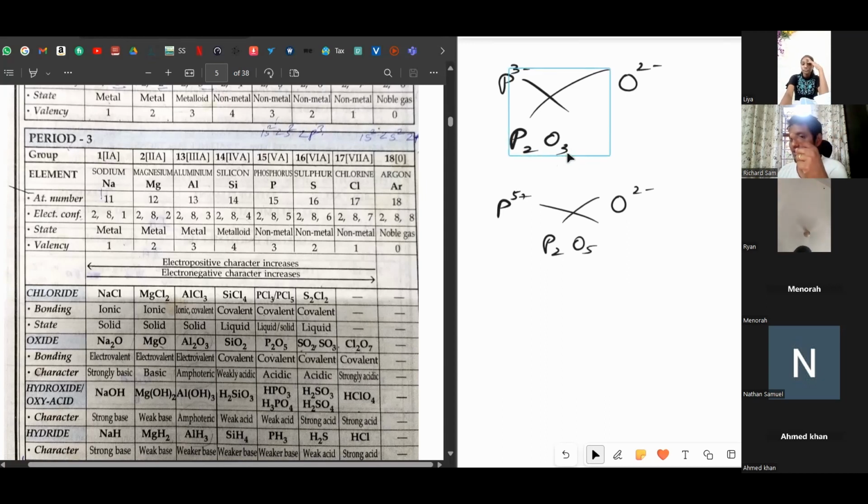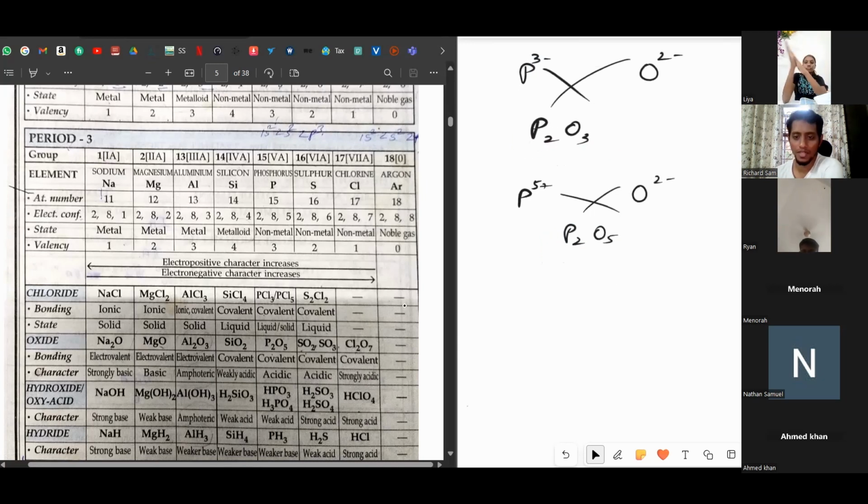Phosphorus 3 is tri. So P2O3 will be trioxide. And P2O5 will be pentoxide. So phosphorus pentoxide. Okay. All right. Next, after phosphorus, we have sulfur.